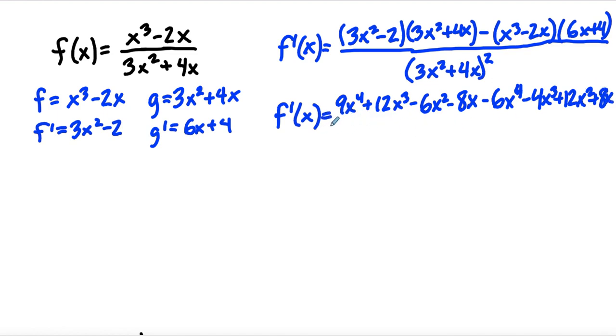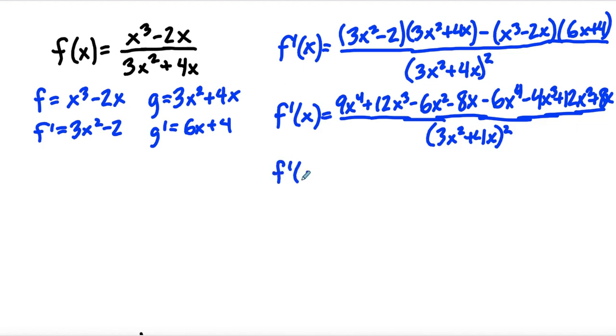Okay, now we got a lot of stuff to combine here. So just keep in mind this is all over 3x squared plus 4x quantity squared. So go ahead and combine a bunch of like terms here. Let's look at what we get. I would start with the largest power first. 9x to the fourth minus 6x to the fourth is going to leave us with 3x to the fourth.